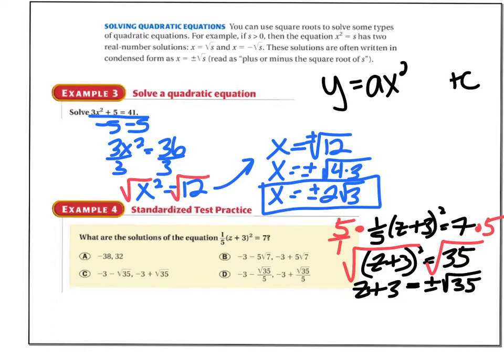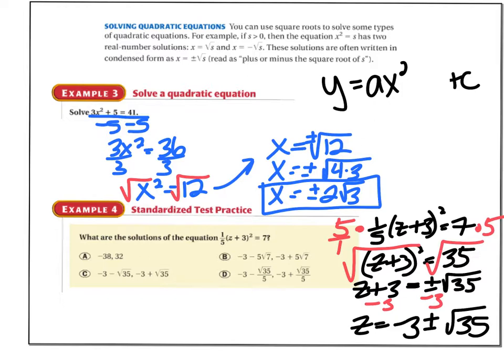Now you have to be careful in situations like these, because you just kind of have to see them differently too. I still need to isolate z, and so at this point I still need to subtract 3 from both sides. And when you simplify that, you're left with z equals negative 3 plus or minus the square root of 35. 35 has no perfect square factors in it, and so you're actually done. You're still going to have two answers.